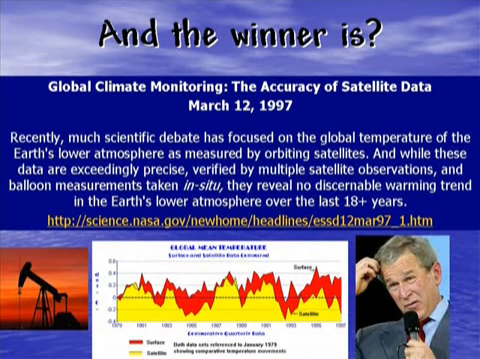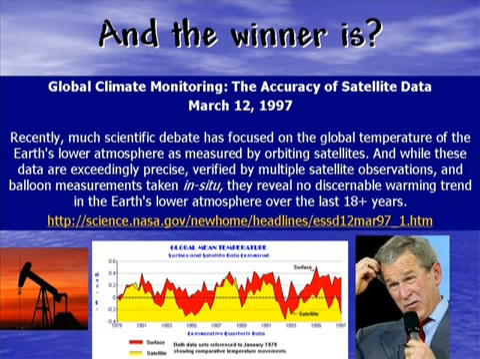Better yet, if you look at the most accurate temperature readings that we have, they come from NASA. These are rocket scientists, by the way. They use satellite and balloon measurements. According to them, global warming climate monitoring, the accuracy of satellite data, March 12, 1997: Recently, much scientific debate has focused on the global temperature of the Earth's lowest atmosphere as measured by orbiting satellites, and while these data are exceedingly precise, verified by multiple satellite observations and balloon measurements taken in situ, they reveal no discernible warming trends in the Earth's lower atmosphere over the last 18 plus years.